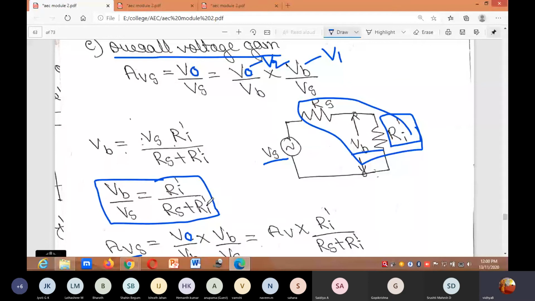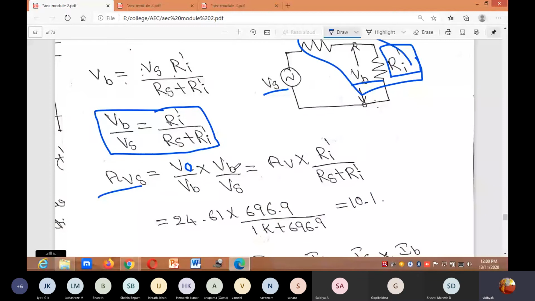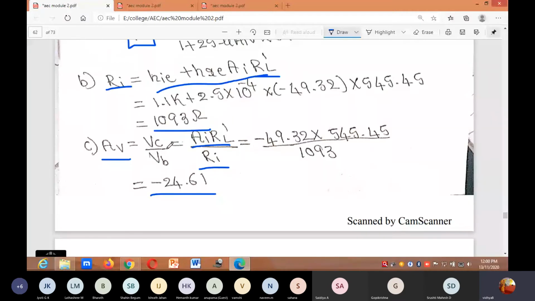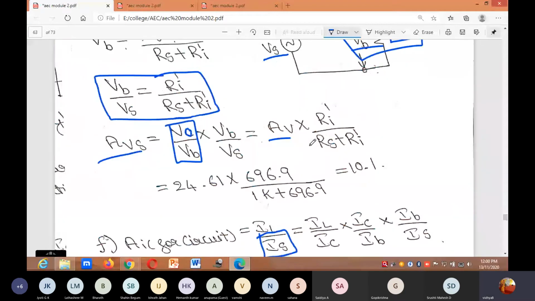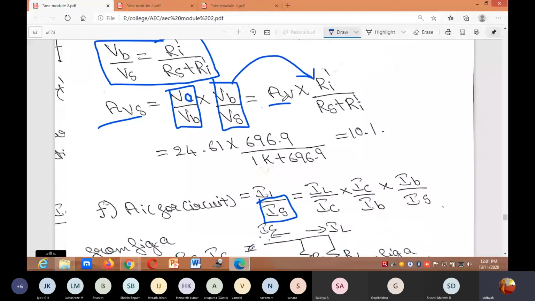So substitute. We know the value of VB divided by Vs. V0 divided by VB is nothing but the voltage gain. You can observe if you have doubt: V0 divided by VB is nothing but voltage gain. So into this value. We know the voltage gain 24.61, Ri dash is 696.9, Rs value is 1 kilo ohm and Ri dash value is this one. If you solve this, 10.1.